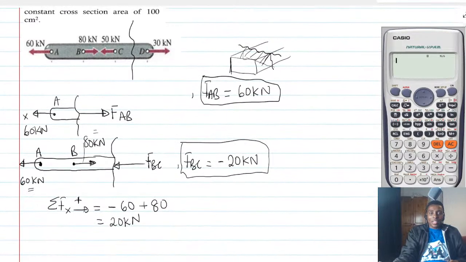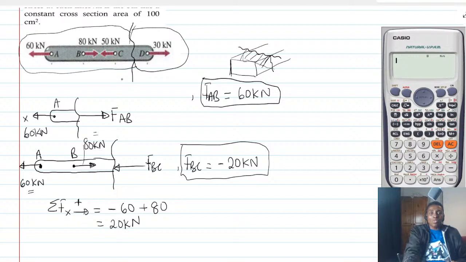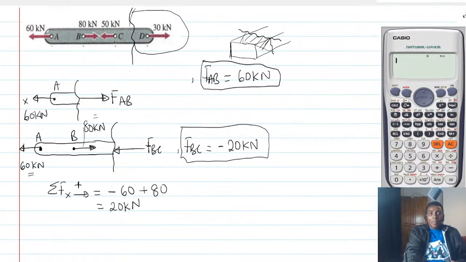Now it is interesting to know that when we get to the last portion, which is between C and D, I can either use this portion here to find the force in CD, or I can use the whole of this to find the force in CD. Now let's start with the difficult one, and then I'll show you the simple one. So let's use the whole of this portion to find the force in member CD. Let's do that and let's see. So if we try the whole of this portion, look at what we are going to get.